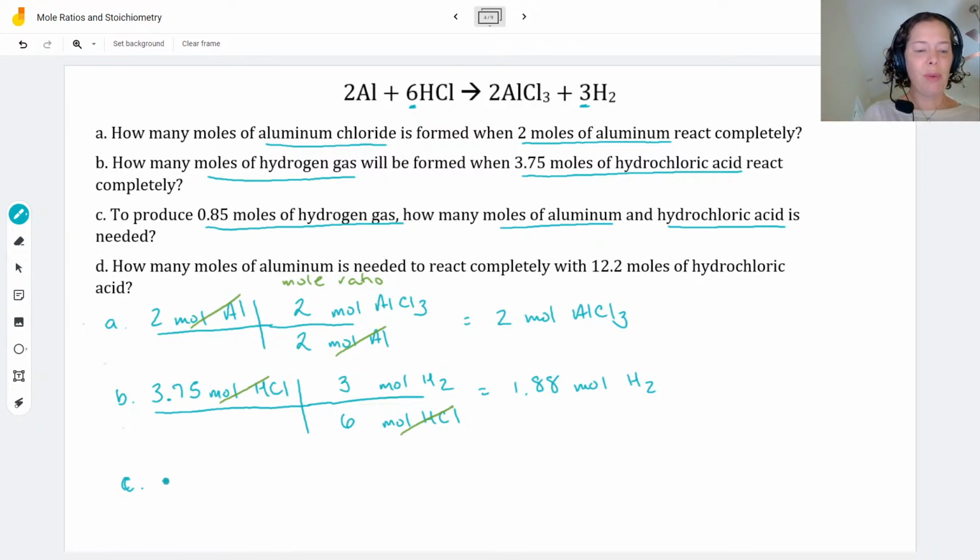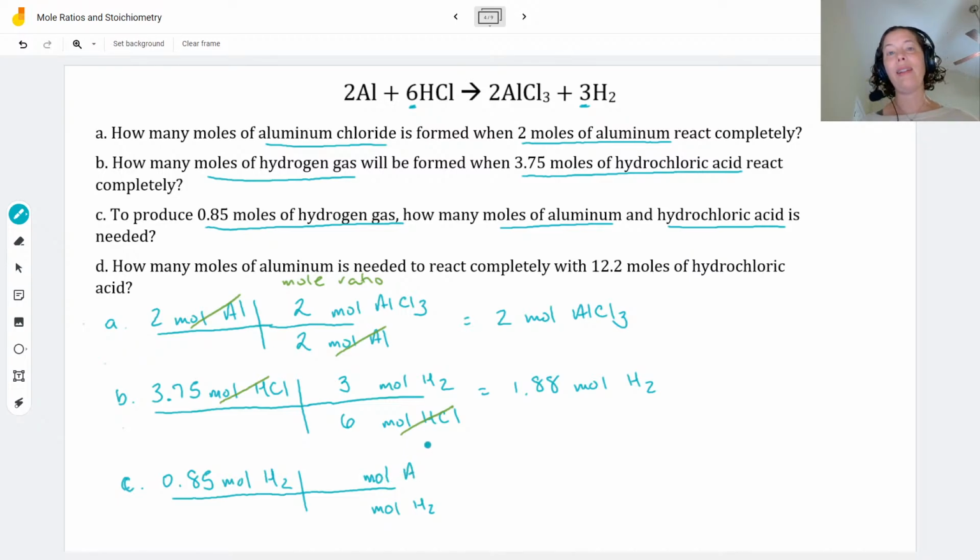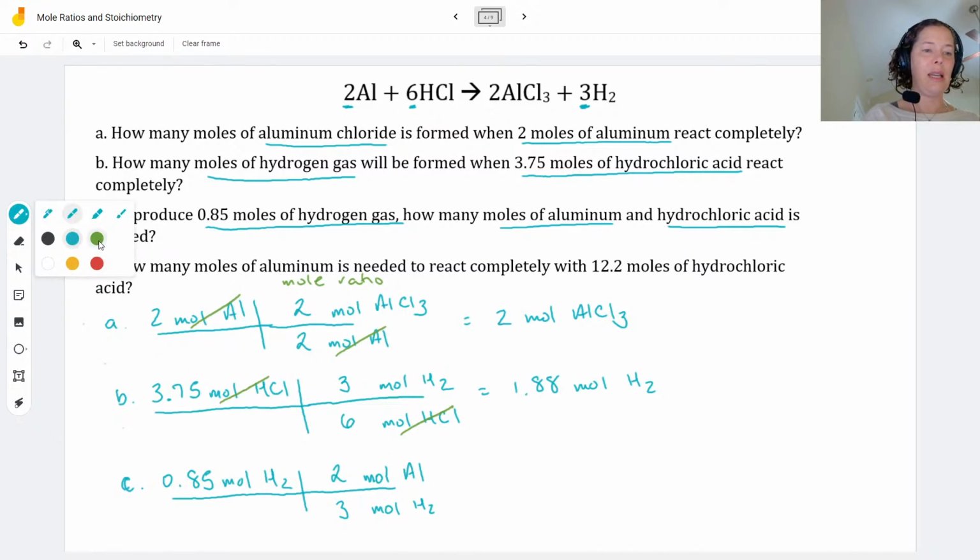So again, starting with what we were given, the 0.85 moles of hydrogen gas. Okay, so I know I want to cancel my moles of hydrogen gas. And for the first part, I'm going to predict moles of aluminum. So I'm going to put that in the numerator. Now let me find my mole ratio for these two molecules. So for hydrogen, I've got a 3 up here. So I put a 3 there. And for, oops, that's supposed to be aluminum. I dropped my L there. For my aluminum, there's a 2 in front of it. So there is my 2. Again, making sure that I have canceled properly.